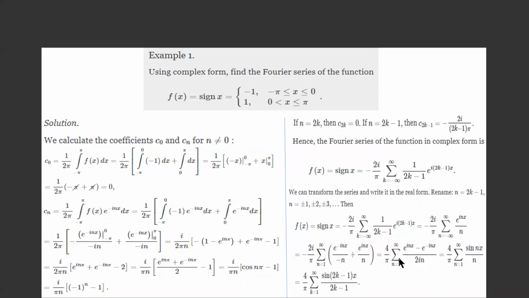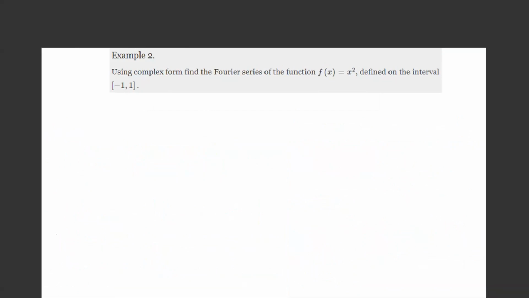Let's go for the next example. Yes, he's asking you to find the Fourier series of the function f of x equal to x squared. We know this is a parabola, right? So this parabola is in the range from -1 to 1.